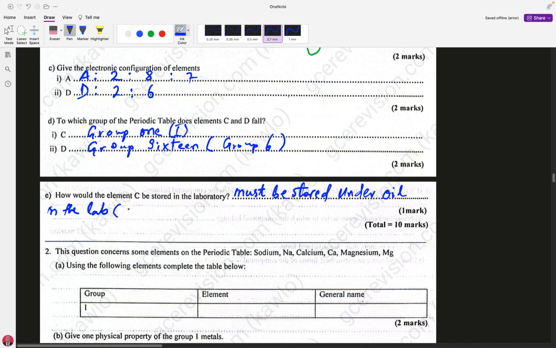So you can just say, to prevent its reactivity with oxygen in the air.